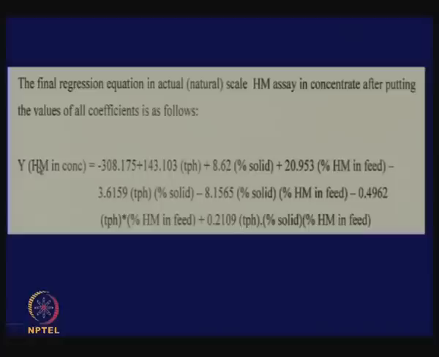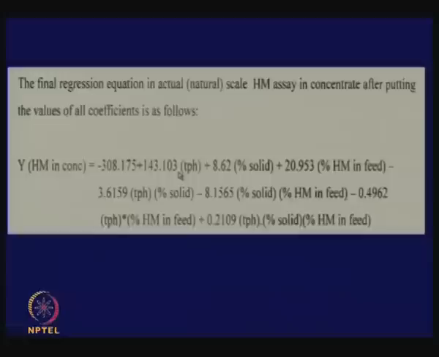Amount in the concentrate will depend on tons per hour. What is the feed rate? It will depend on percentage solid, it will depend on percentage hot metal in the feed, and so on and so forth. So, we were able to quantitatively develop an equation that if we want three or four hot heavy metals together, the total yield will be defined by these parameters like this: tons per hour, feed rate, percentage solid, and also how much of that heavy metals is in the total ore.